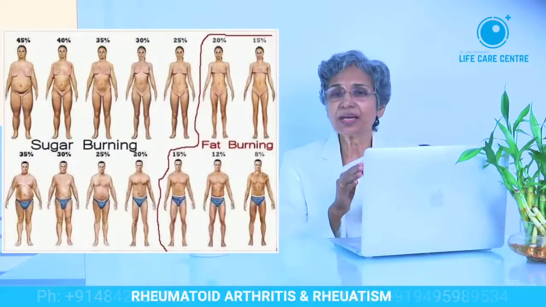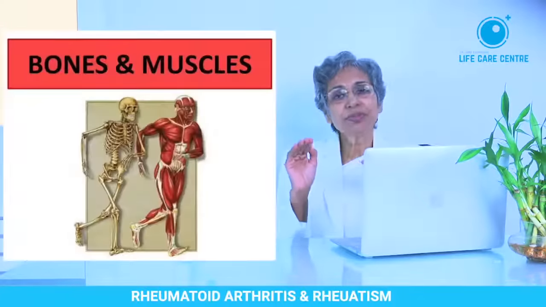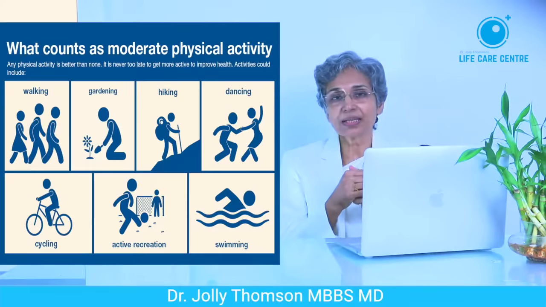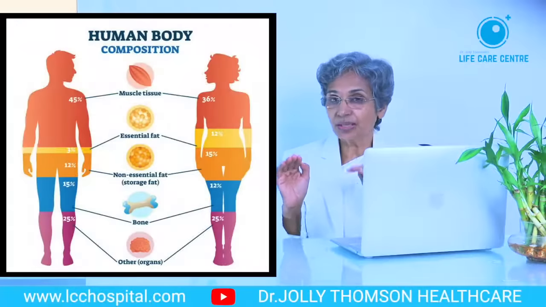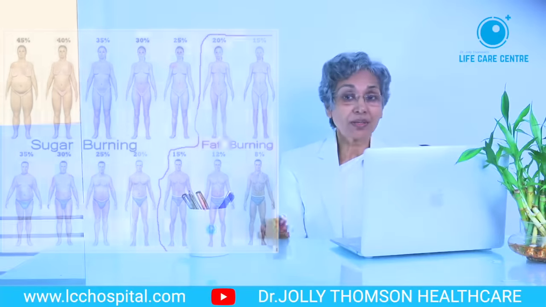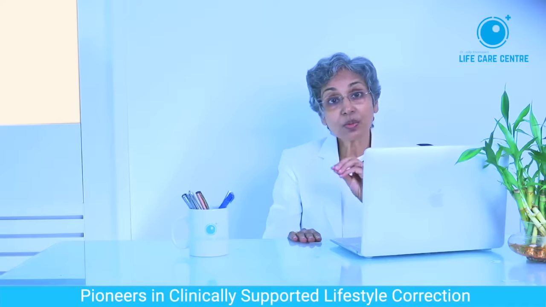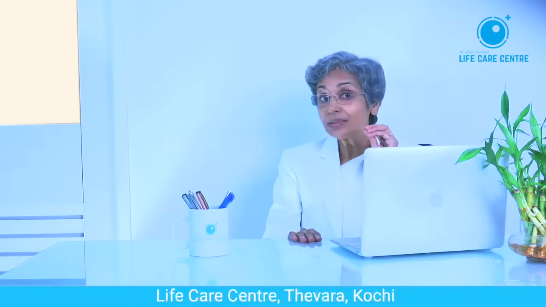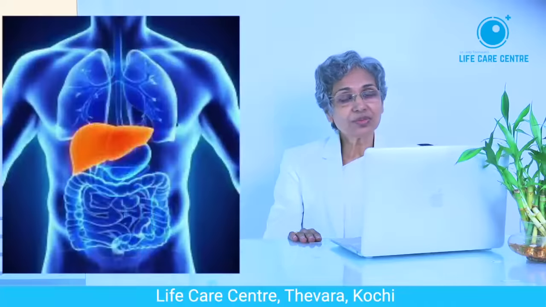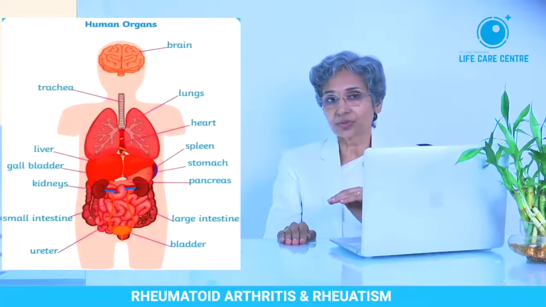Usually, these patients will have reduced muscle and bone because of the pain, they are not doing much physical activity. The body fat will be high, and the muscle and bone mass will be reduced. Also, because of the disease progression, the kidney and the liver can be affected, and also because of the chronic medication. So we have to check all the organ functions also.